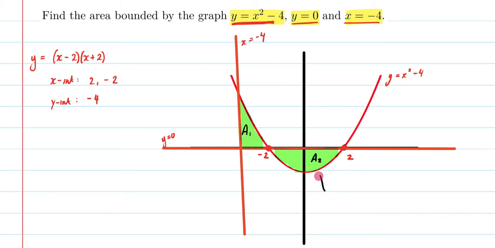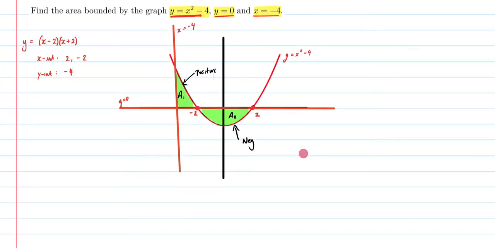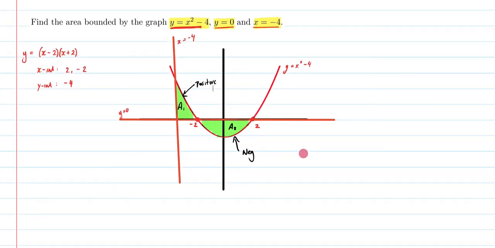Now, obviously, A2 is going to be negative because it's below my x-axis, and A1 is going to be positive. In the last example we went through, we found the area of A1, we found the area of A2, and we approached the question in that way. We're going to do basically the same thing here, but I just want to show you that we can approach it in a slightly different way, but pretty much the same.